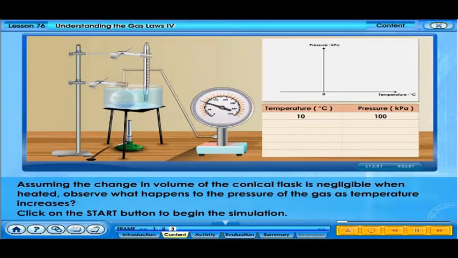Assuming the change in volume of the conical flask is negligible when heated, observe what happens to the pressure of the gas as temperature increases. Click on the Start button to begin the simulation.